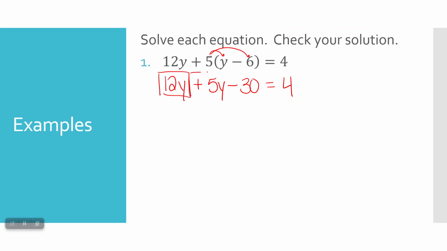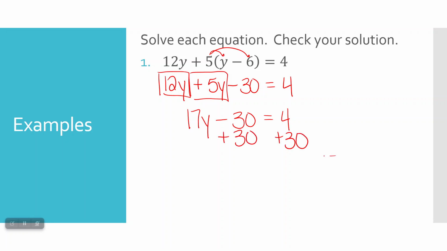So we have two terms that contain a y. 12y plus 5y is 17y. Bring down our minus 30, our equal sign, and our 4. Now we have a two-step equation. I'm going to add 30 to both sides. I'm going to bring down 17y. I'm going to bring down my equal sign.